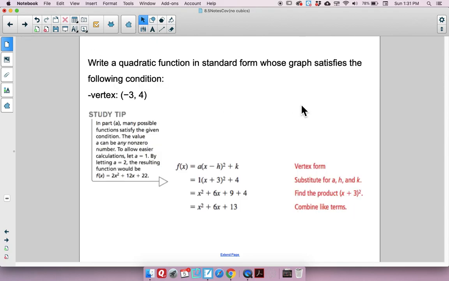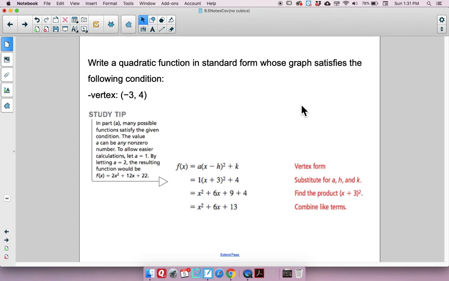All right. Write a quadratic function in standard form whose graph satisfies the following condition. The vertex is negative 3, 4. That's all we're told. Obviously, you probably recognize that there are an infinite number of quadratic functions or parabolas that you could have go through a vertex of negative 3, 4. Does it say you need to do one that's super challenging and hard? No, it just says do one. So let's not make it too difficult on ourselves.